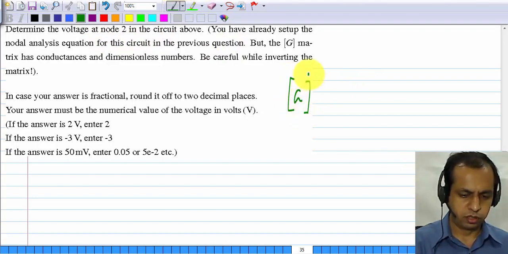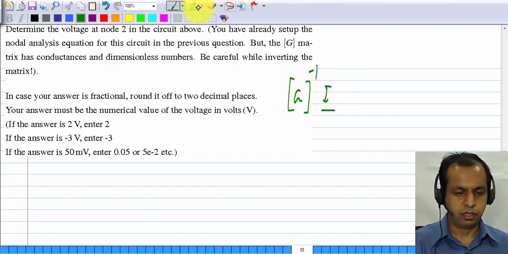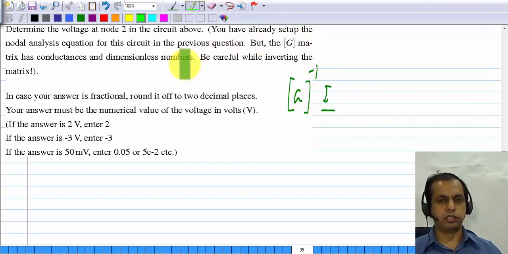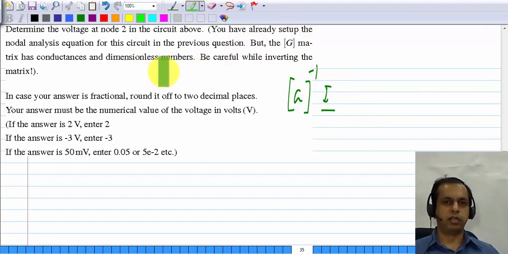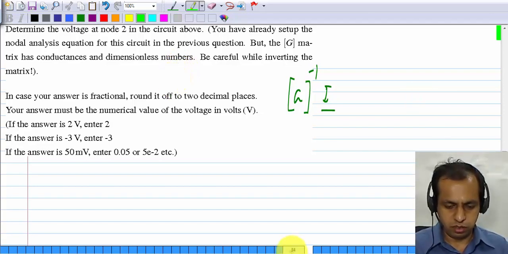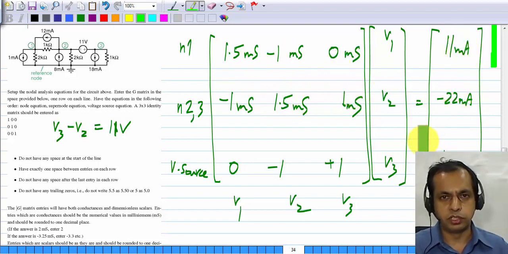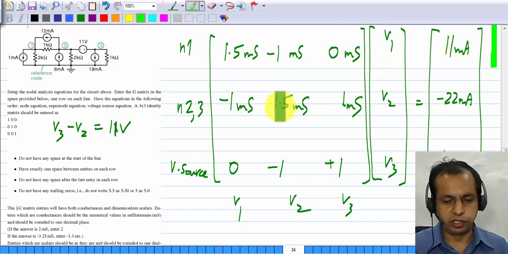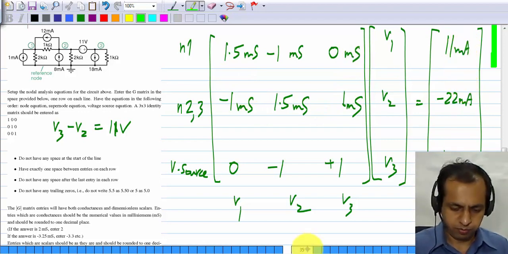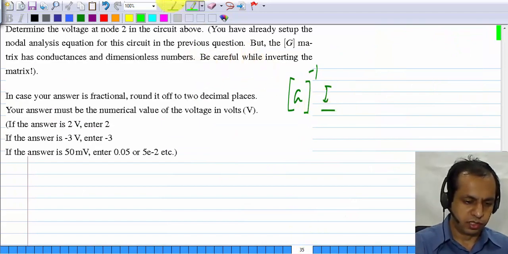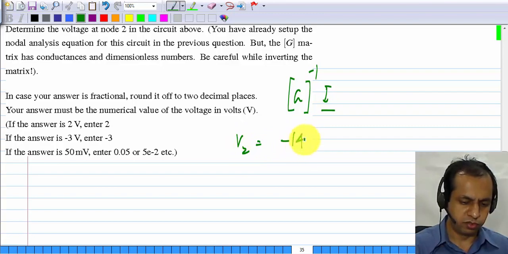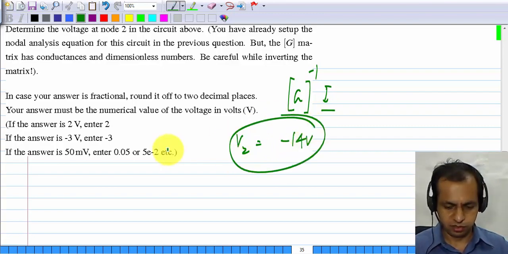So you have to find G inverse times I. Because you have conductances and dimensionless numbers, you have to take the conductance also while calculating the inverses. Or in this, if you have everything in Siemens and here you have amperes and volts, things will be consistent. Similarly, if you have everything in millisiemens here and milliamps and volts, that will also be consistent, and so on. Okay. And this voltage at node 2, this turns out to be minus 14 volts. Okay. So that's the answer.